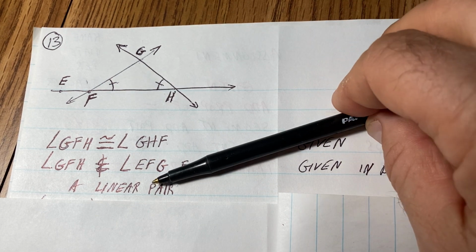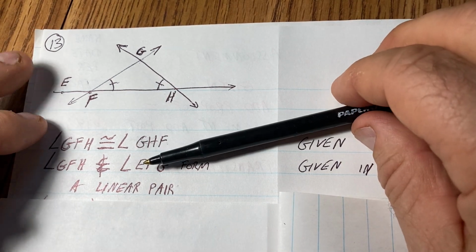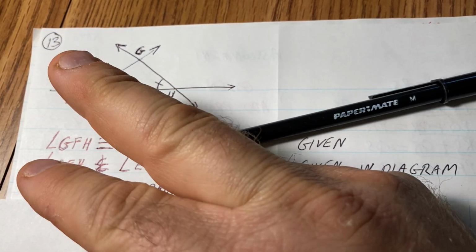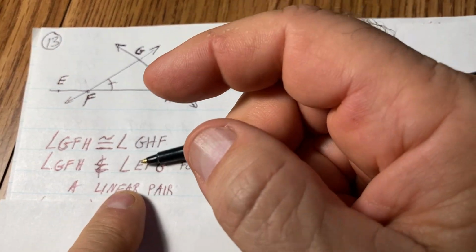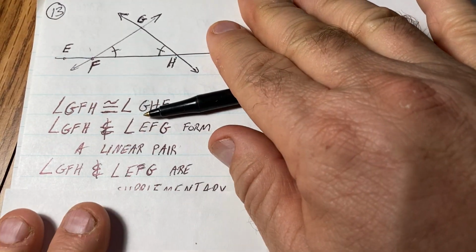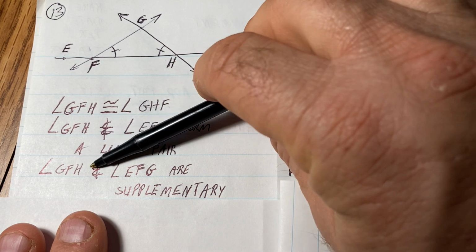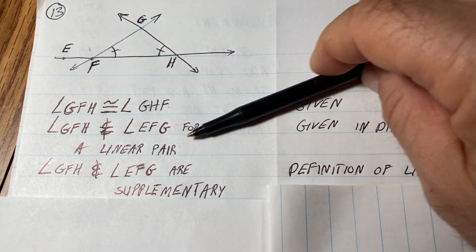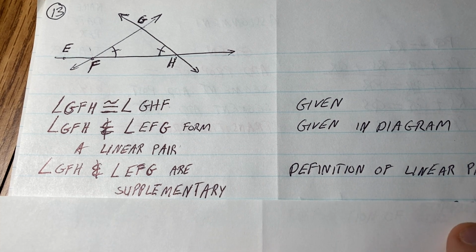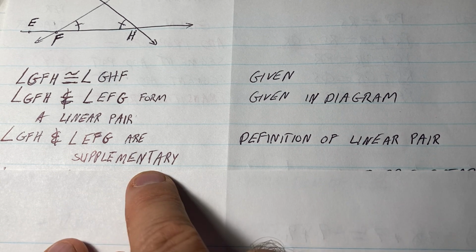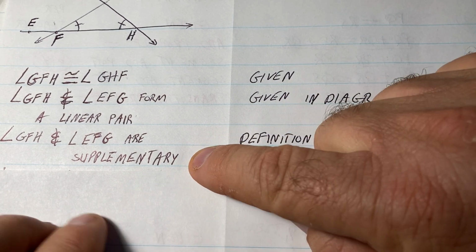If they form a linear pair, wait, what's the definition of a linear pair? It means they have to be adjacent and they have to be supplementary. If they're a linear pair, the angles have to be adjacent and supplementary. Well, if that's the case, then angle GFH and angle EFG are supplementary. Why? Because that's the definition of a linear pair.